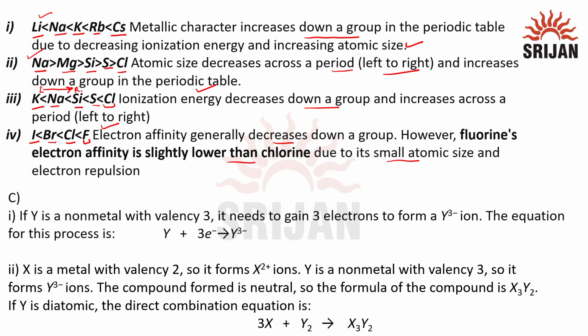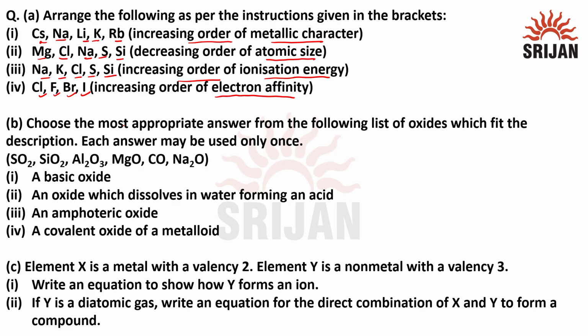Now the second part of this question is, choose the most appropriate answer from the following list of oxides that are given here. Each answer may be used only once. So first we are given a basic oxide. We know that all the metal oxides are basic in nature. So the answer will be sodium oxide, that is Na2O, and magnesium oxide, that is MgO.